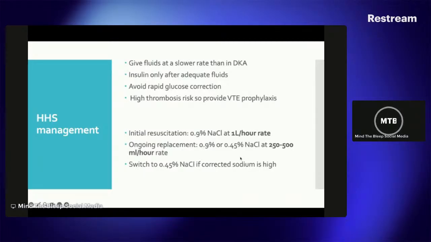And a way that I like to remember the ongoing replacement rates being decreased is, for example, in those who are elderly with renal impairment or cardiac diseases, we tend to give small amounts, boluses of 250 to 500 mils per hour in their fluid replacement.